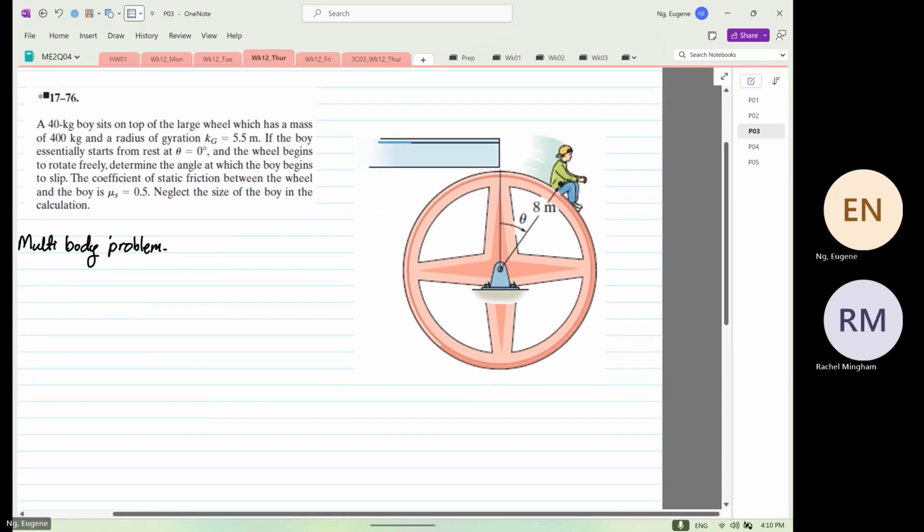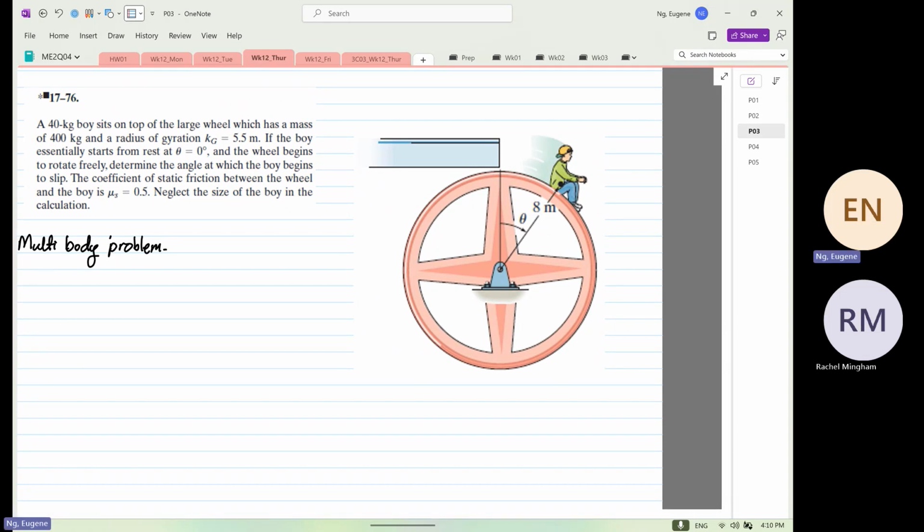Let's read. A super lightweight boy, which has a body of 40 kilogram, sits on top of a large wheel and has a mass of 400 kilogram and a radius of gyration. Okay, if the boy essentially starts from rest at theta is equal to 0, and the wheel begins to rotate, determine the angle at which the boy begins to slip.